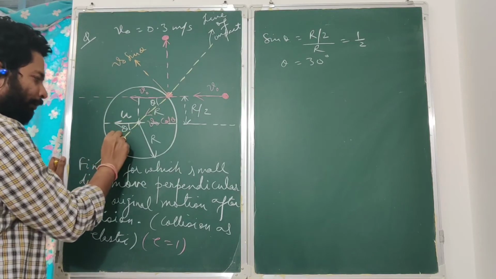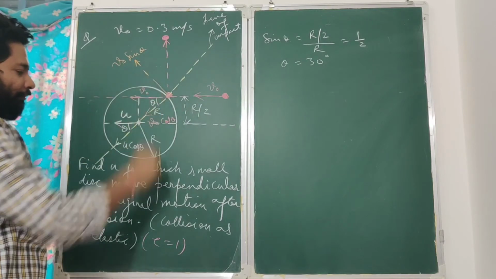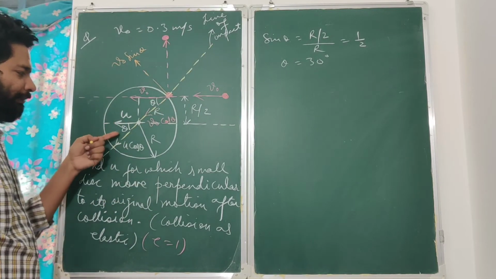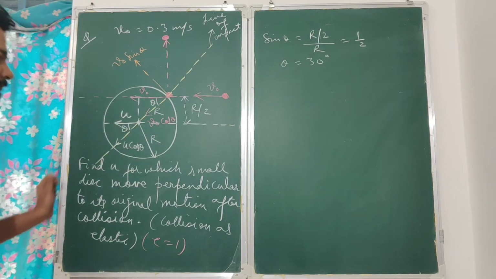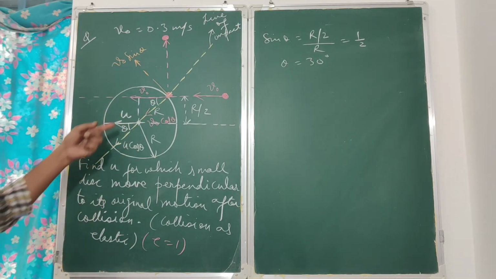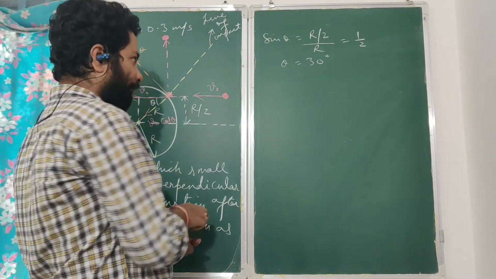So u can also be broken down. Along the line of impact, the component of u will be u cos theta. We are not concerned with the perpendicular component. We need only the component along the line of impact to write the equation for e. So now we will write that.